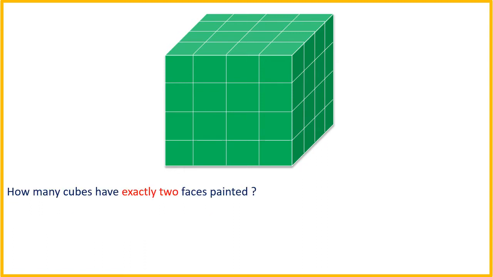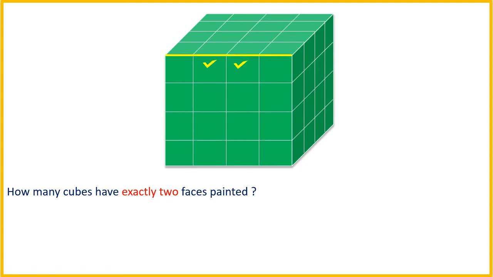My next question, how many cubes have exactly 2 faces painted? Obviously, exactly 2 faces painted are observed on any edge. Okay, but on this edge, even if there are 4 cubes, we cannot consider the cube on the corner because if you take any cube at the corner, there are 3 surfaces painted there. So if we exclude the corner, in between there are 2 cubes.